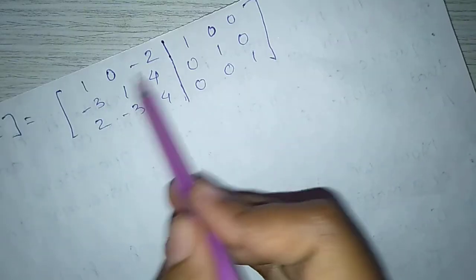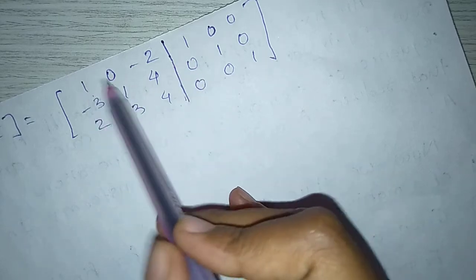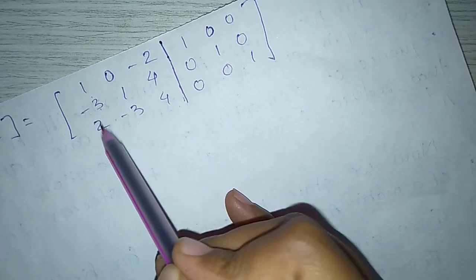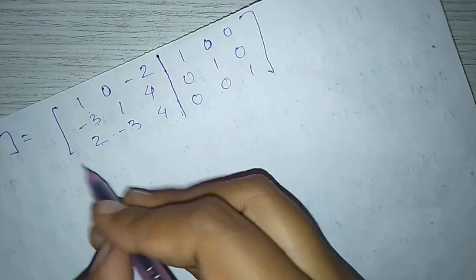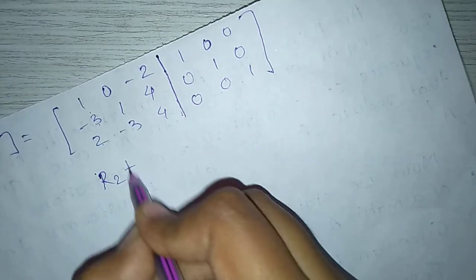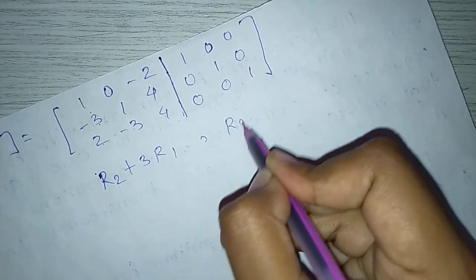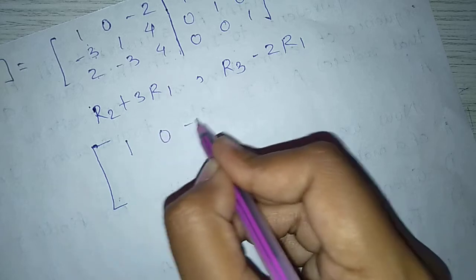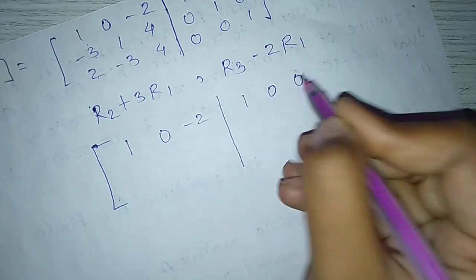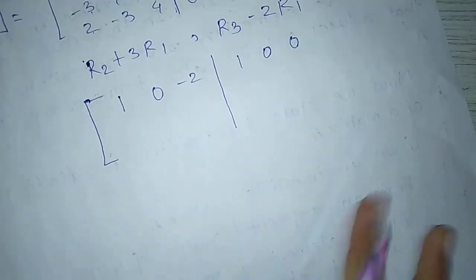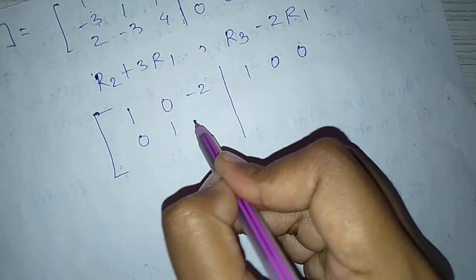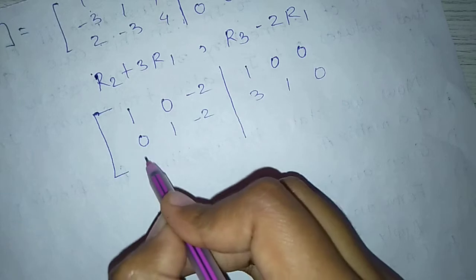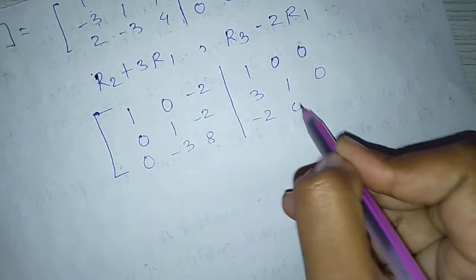First, we convert this side into identity matrix, 1 as it is. Now we change minus 3 and 2 into 0. How? Apply row operations R2 plus 3R1, next R3 minus 2R1. We get first row as it is. This is nothing but the whole first row, and next changes in the second and third row. We get 0 1 minus 2 3 1 0, 0 minus 3 8 minus 2 0 1.